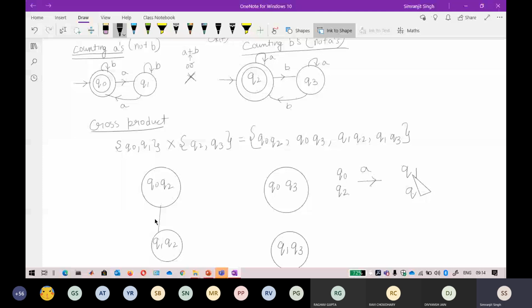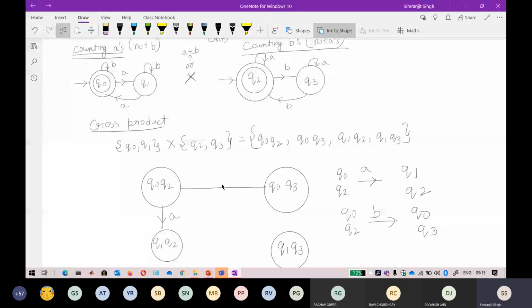Now you can again derive all the transitions that are attached to it. So this exactly defines the transition of A. Now we have to define the transition of B on Q0 and Q2. The transition of B on Q0 is staying at Q0, and Q2 on receiving an input of B is going towards Q3. So the transition of B on Q0 Q2 is Q0 Q3. So both the transitions have been defined here.